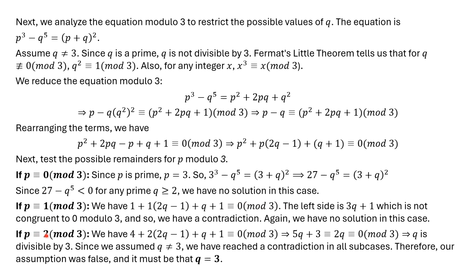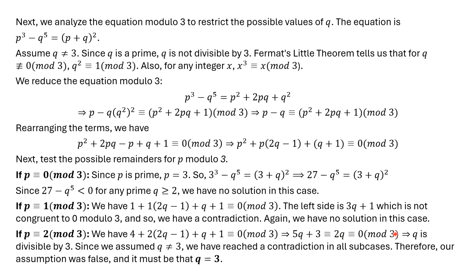Let's look at the last case. p is congruent to 2 mod 3. Just plugging that into here, we get 4 plus 2. And we just bring down the q's. Adding these terms, we get 5q plus 3. And mod 3, 5 is just 2, and 3 is 0. So this is congruent to 2q.